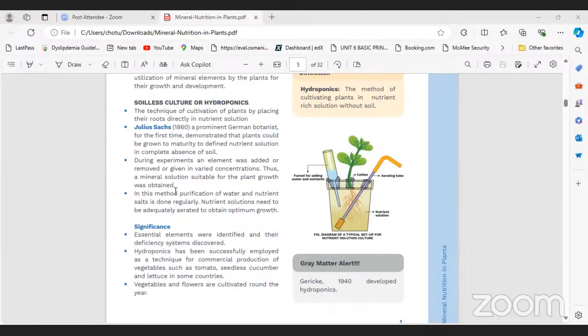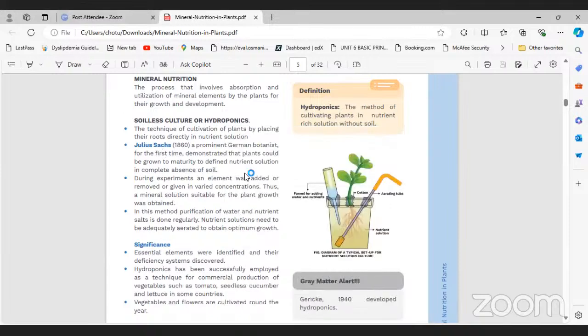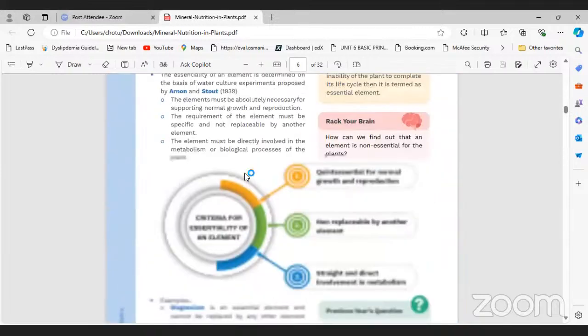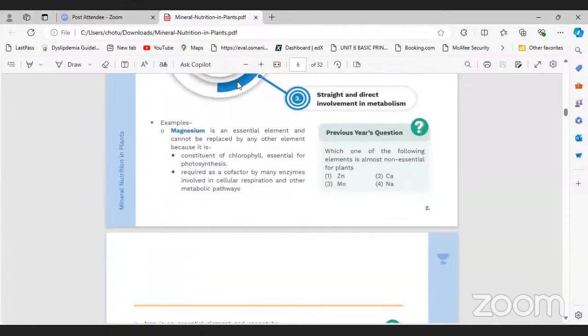These are needed in very small concentrations and are variously termed as minor elements, rare elements, trace elements, or micronutrients. These are all called micronutrients.